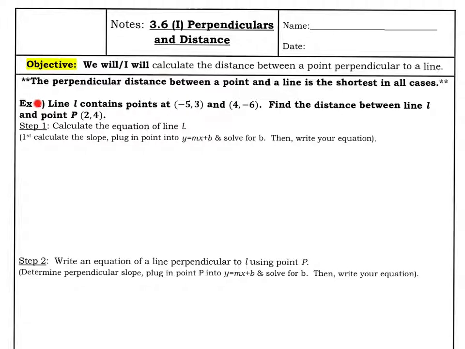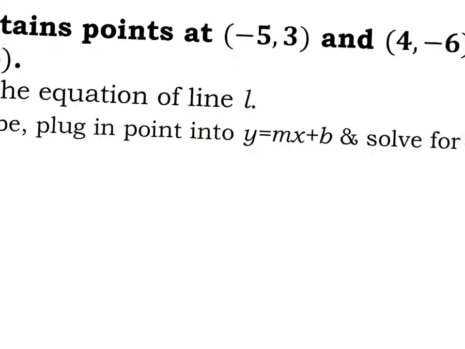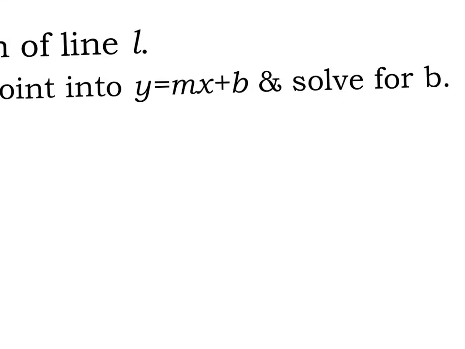Example 1 says line L contains points (-5, 3) and (4, -6). Find the distance between line L and point P at (2, 4). In step 1, we're going to calculate the equation of line L. Remember, the equation will be in slope-intercept form, y equals mx plus b, so you'll need to get your slope and you need to know your y-intercept.